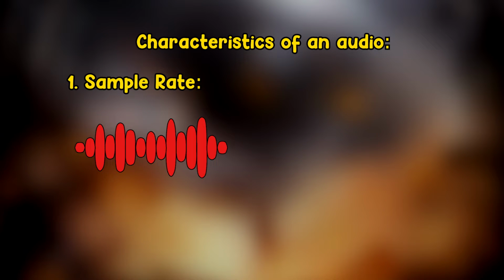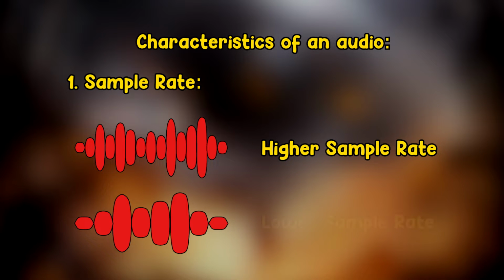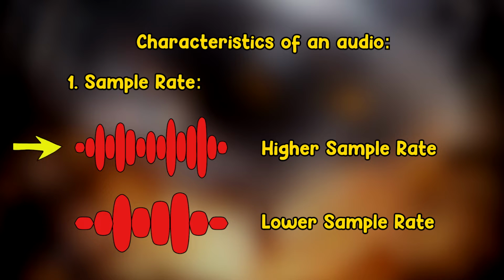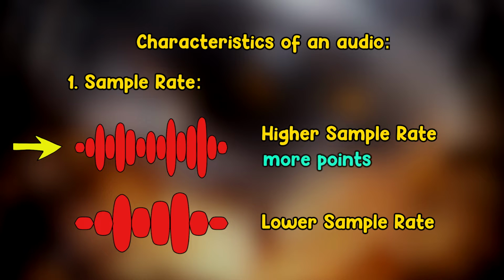And here you can see the wave of an audio with a higher sample rate. And this one is the wave of an audio with a lower sample rate. You can see that an audio with a higher sample rate can preserve more ups and downs than an audio with a lower sample rate. Having a higher sample rate means having more points and sections and more samples, which means that you have more accurate waves and therefore a higher quality. And this means that you will have a clearer sound.